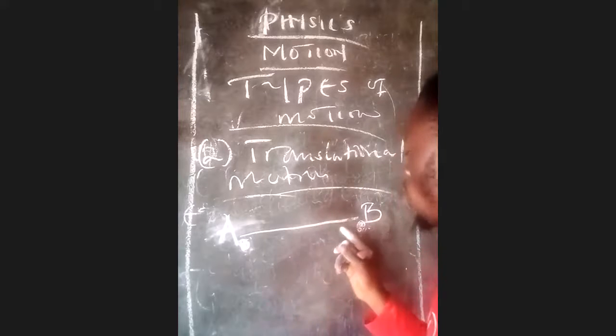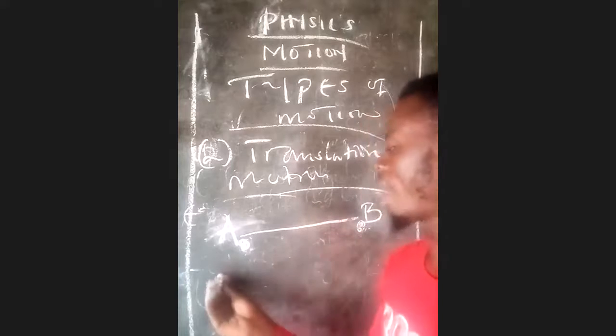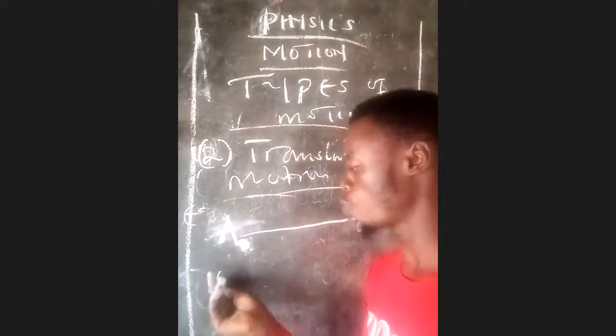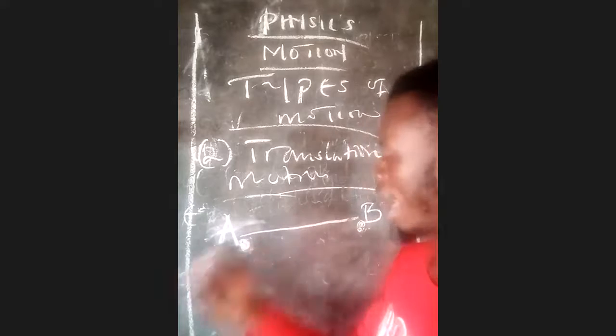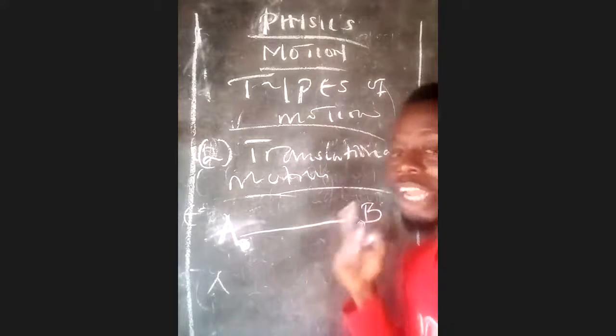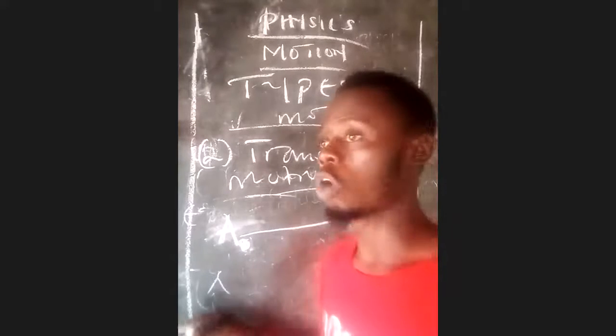An example of translational motion is the movement of a car from one point to another. If a car travels from one point to another, the type of motion the car undergoes is what we refer to as translational motion. So, the movement of a car from one point to another.